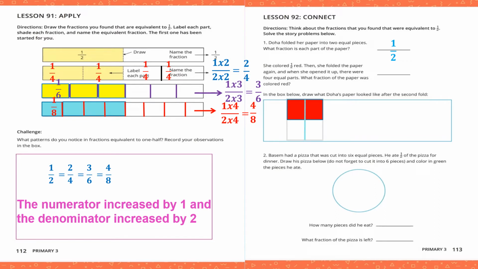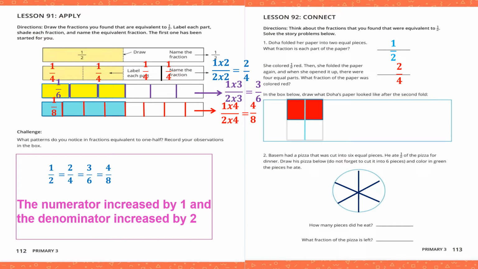Then she folded the paper again. And when she opened it up, there were 4 equal parts, like this. What fraction of the paper was colored red? I have here 2 colored parts. So it means 2 over, the total number here is 4. So the fraction will be 2 over 4.